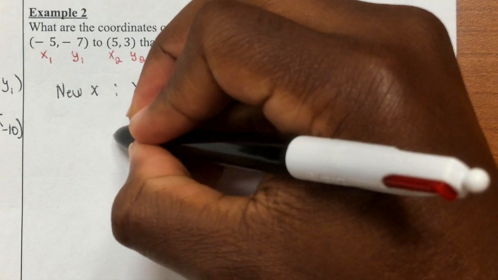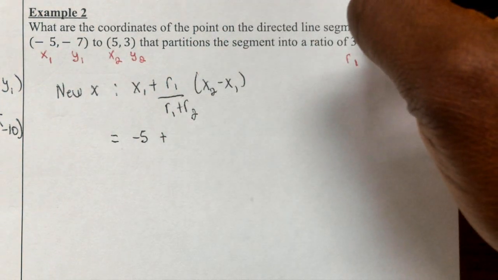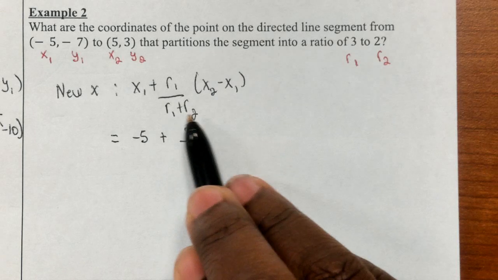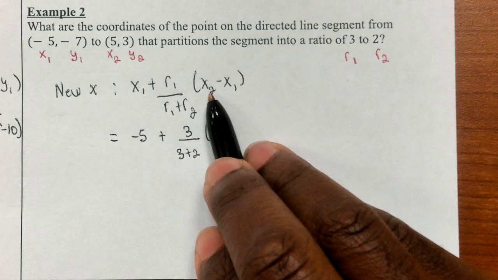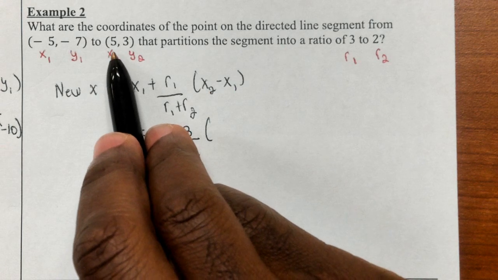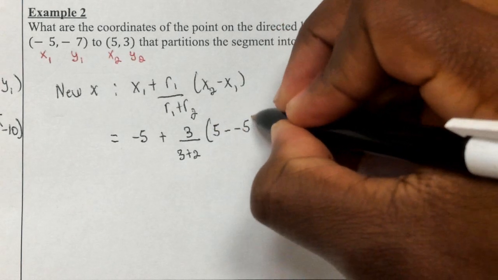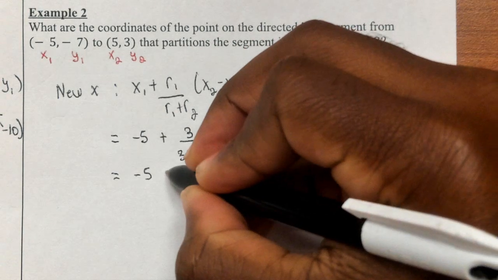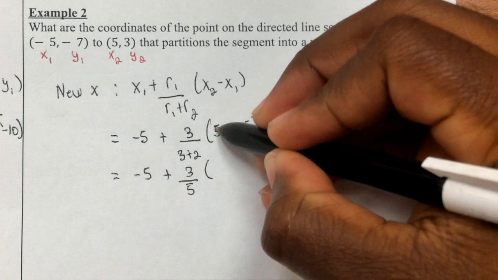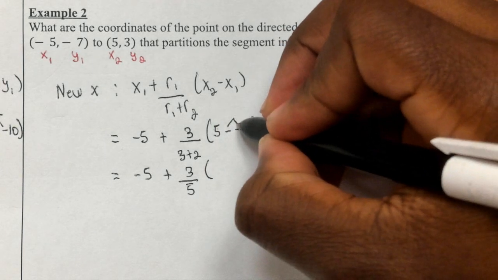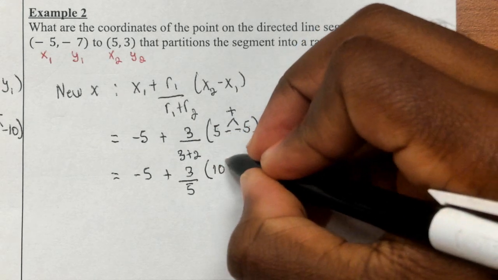So I would go ahead and substitute. My x1 is -5, my ratio 1 is 3, and ratio 1 plus ratio 2 would be 3 plus 2, being multiplied by x2 minus x1, which would be 5 minus -5. So I would have -5 plus 3 over 3 plus 2 is 5, and then 5 minus -5 would turn into 5 plus 5, because a negative beside a negative turns into a positive. So 5 plus 5 is 10.